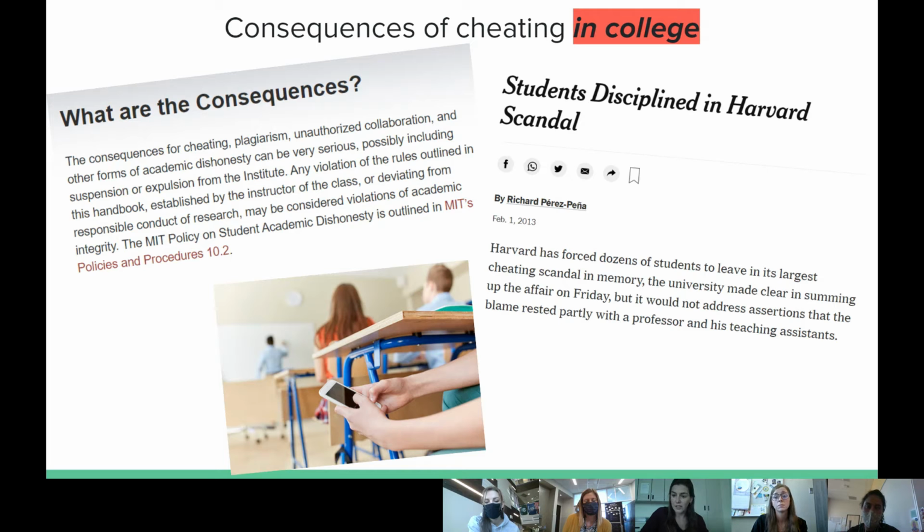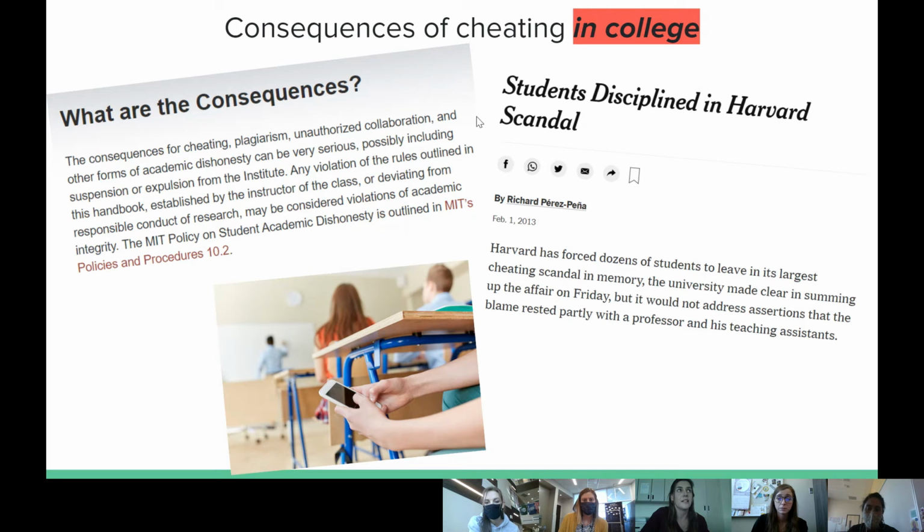Instead of a conversation, often there's no conversation. It's just an automatic zero or failing the course. And in some extreme cases, it's complete expulsion from the university, which stays on your permanent record. After that, it's pretty hard to get a job because no employer wants someone who's going to violate integrity. So that's one of the first ones.